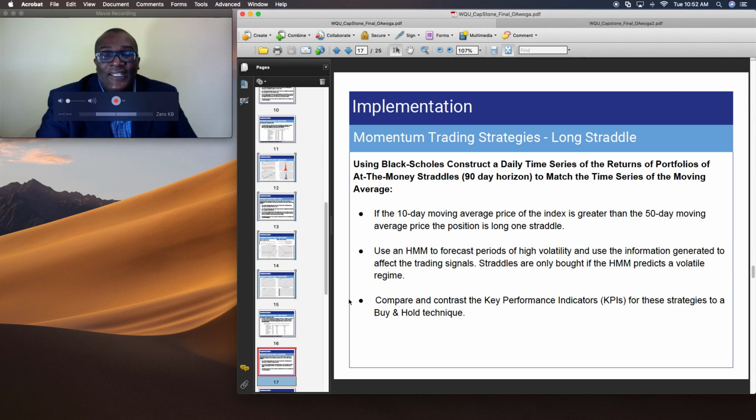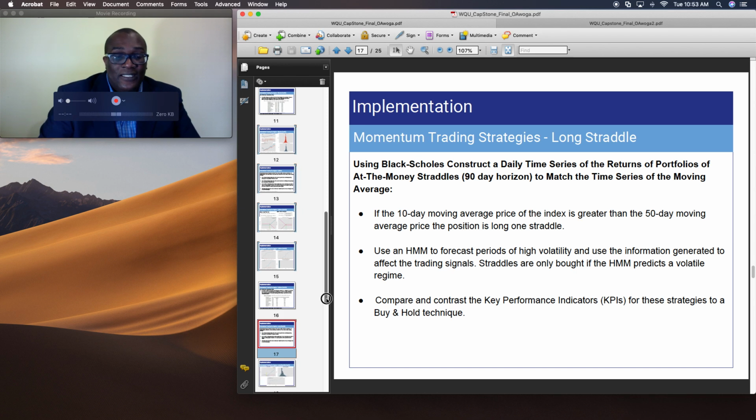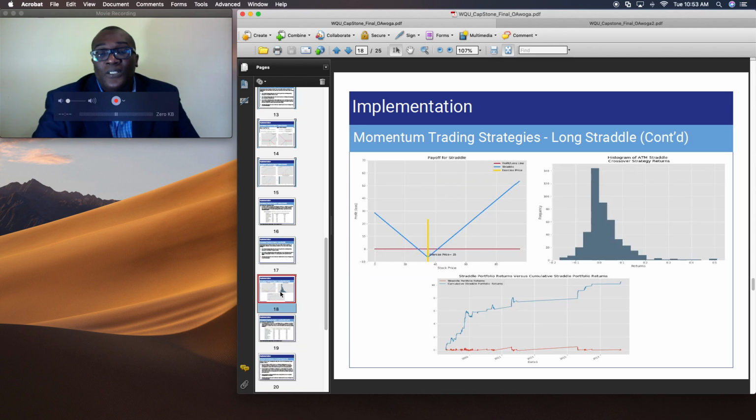The third strategy that we implemented is the long straddle strategy. A straddle is a type of option where you either long both the call and the put leg, or you sell both the call and put leg, and it is usually a volatility play. Volatility in the sense that this option will only make money if you expect the price of the stock to move significantly in either direction.